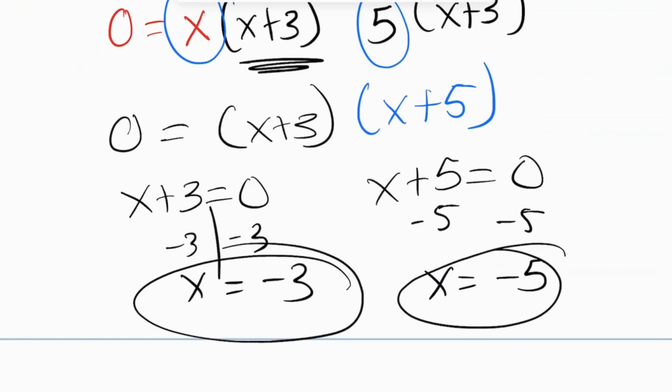And if you guys remember from the beginning of the video, we noticed that x could not be 3 or negative 21. And our answers are actually negative 3 and negative 5. So we're good. Neither one of these two solutions will make our denominator 0. So we're good. So our final answer is going to be negative 3 and negative 5.